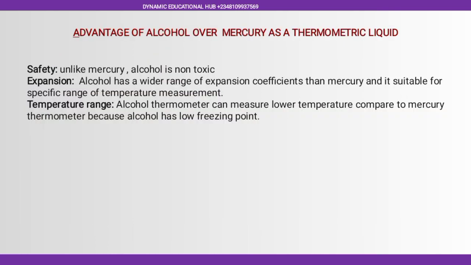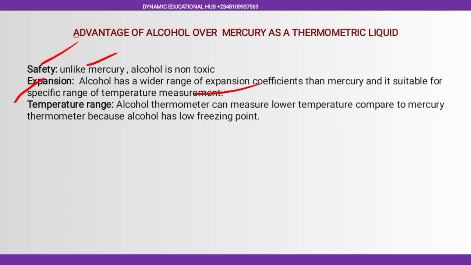Now, advantage of alcohol over mercury as a thermometric liquid. The first one is safety. Unlike mercury, alcohol is non-toxic. Don't forget that mercury is very poisonous, and alcohol is non-toxic. Another one is the expansion. Alcohol has a wider range of expansion coefficients than mercury and is suitable for a specific range of temperature measurement.